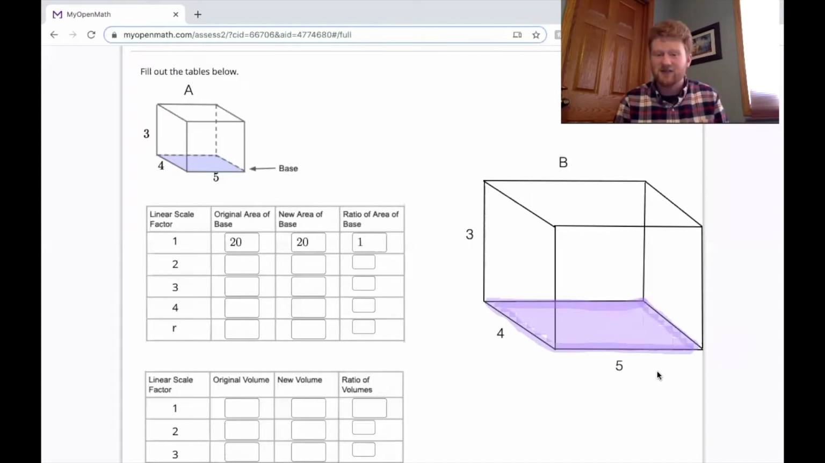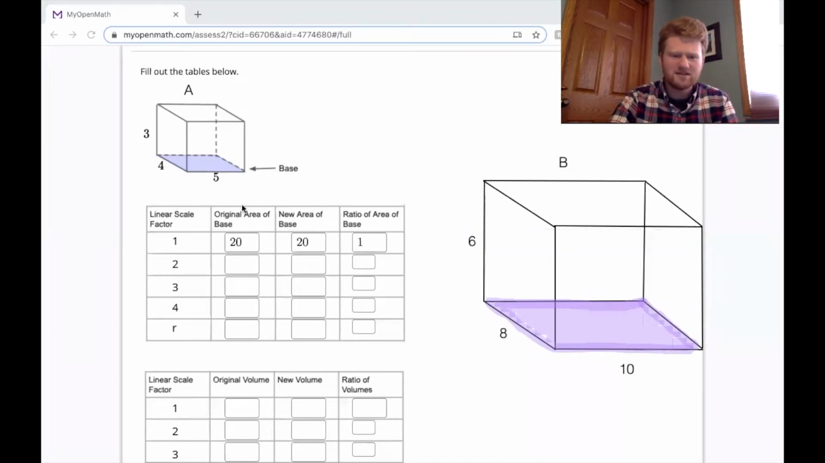So that's what we're studying here. What is the effect of having a scale factor on our dimensions when we look at the area and the volume? So let's jump right to the second part. The second row says we're going to have a linear scale factor of 2. So what that means is we're going to times all these dimensions by 2. So on the bottom, we'll have 5 times 2, which is 10. The width, we're going to have 4 times 2, which is 8. And the height is 3 times 2, which is 6.